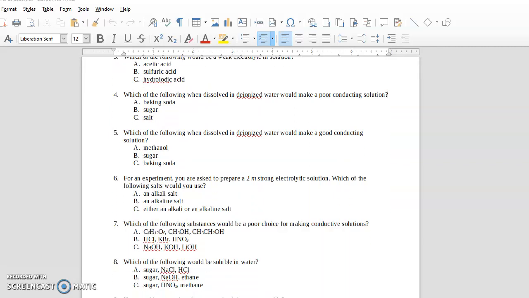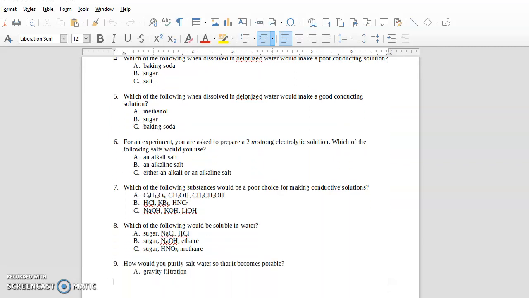Going on to 5, which of the following, when dissolved in deionized water, we just did that one. Number 6, for an experiment you are asked to prepare 2 moles of strong electrolyte solution. Which of the following salts would you use? And of course it needs to be A, an alkali salt.